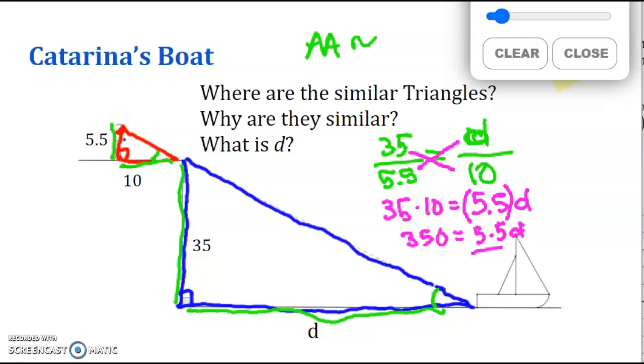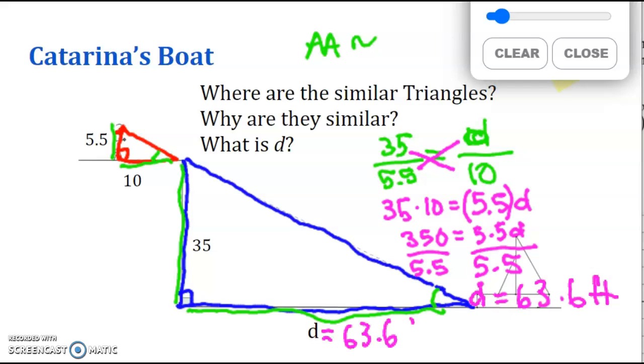So divide both sides by 5.5. And using the calculator, I get the distance is 63.6 feet. Okay, so I know that the boat has traveled 63.6 feet.